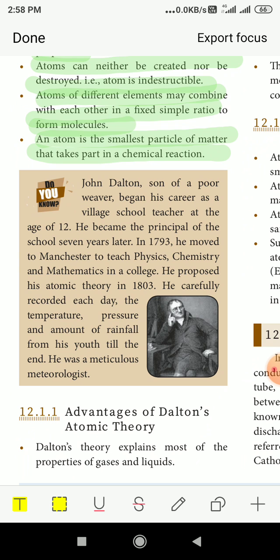Do you know John Dalton, son of a poor weaver, began his career as a village school teacher at the age of 12.